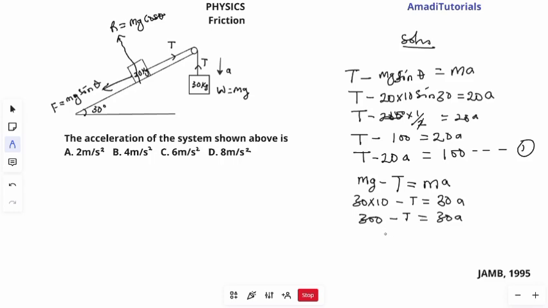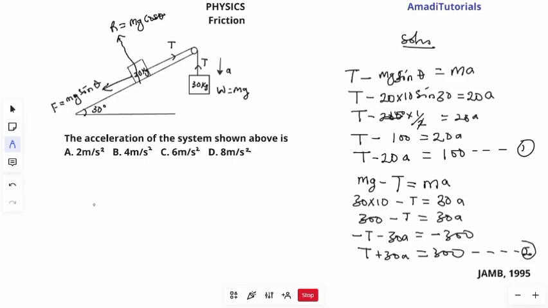So if I do that, I'll be having minus T minus 30A equals what? Minus 300. So if you multiply through by minus 1, you have that T plus 30A will be equal to what? 300. T plus 30A equals 300, and this becomes our equation 2.